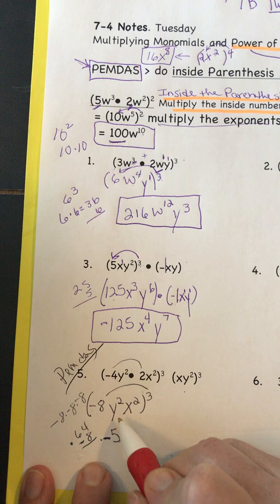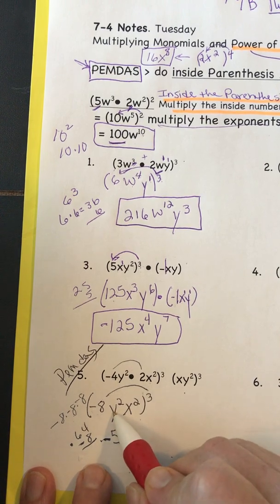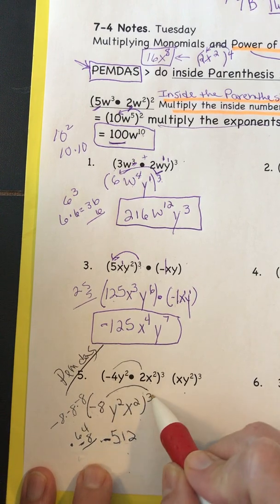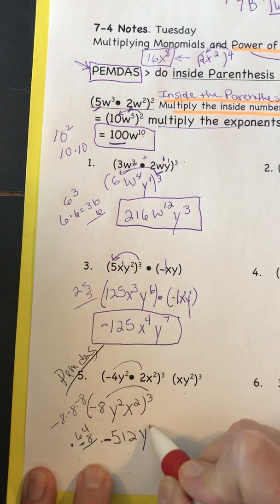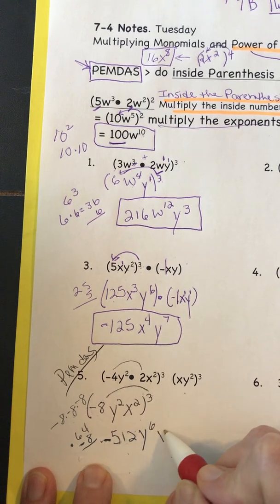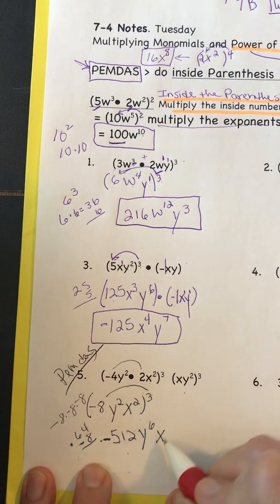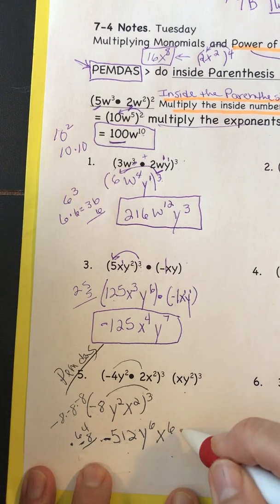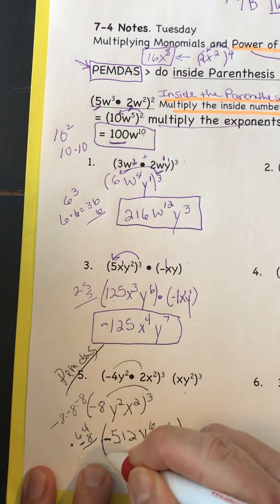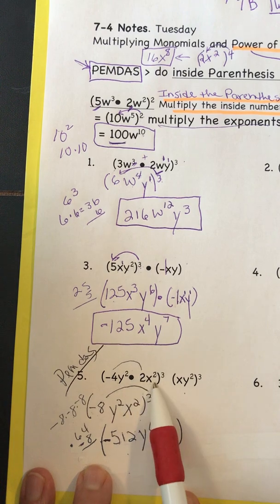And I have then my variables with my exponents. 2 times 3 gives me y to the 6th, and x, 2 times 3, gives me x to the 6th. Now I'm going to put my parentheses up, and I have completed this part.